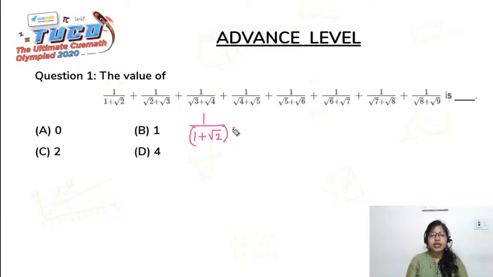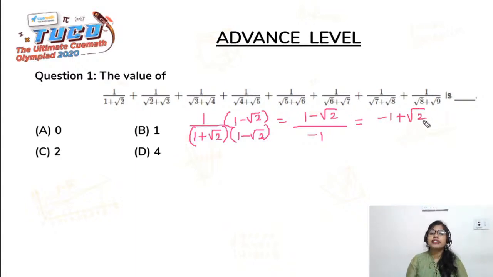Okay. So let's rationalize them. 1 minus root 2. And here also we have a 1 minus root 2. So this gives us 1 minus root 2 divided by 1 square minus root 2 square, which gives us a minus 1. So this in a way gives us minus 1 plus root 2. So our first expression became minus 1 plus root 2.